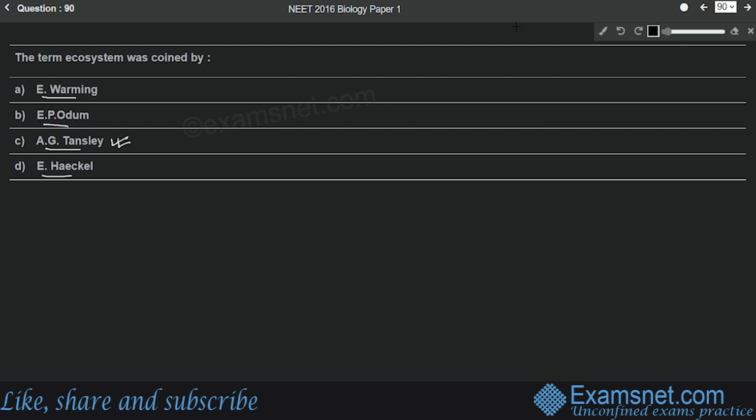Who is known as the father of ecology? He is E. P. Odom. This second one, he is known as father of ecology. And E. Haeckel, he studied the interaction between organisms and their habitat. The first one also played important role in ecology, but he did not coin the term ecosystem. Okay, so the correct answer according to this question will be option number C, A. G. Tansley.